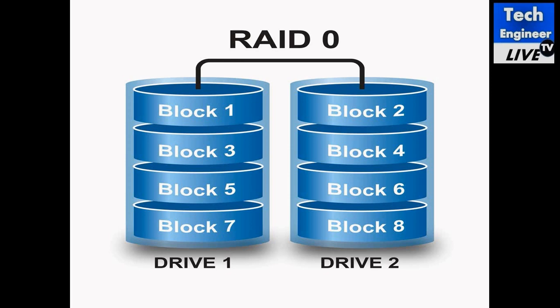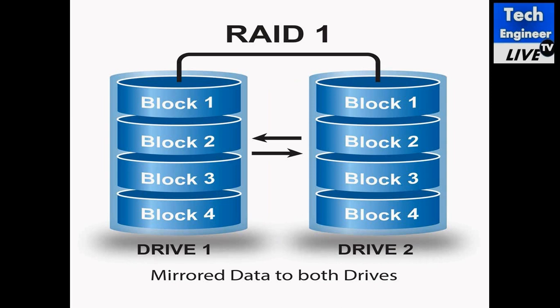Now RAID 1 is a mirror on both drives. It means you are using two hard disks, but one hard disk will be a mirror of the other. RAID 0 offers zero redundancy, but in RAID 1 you will completely have redundancy, because hard disk 1 and hard disk 2 are a complete copy of each other. It will be a complete mirror.